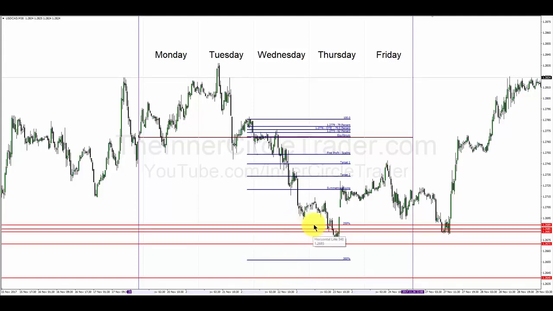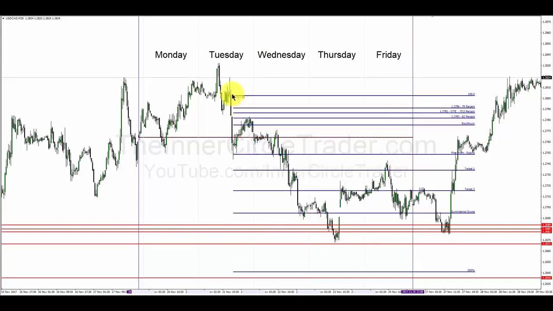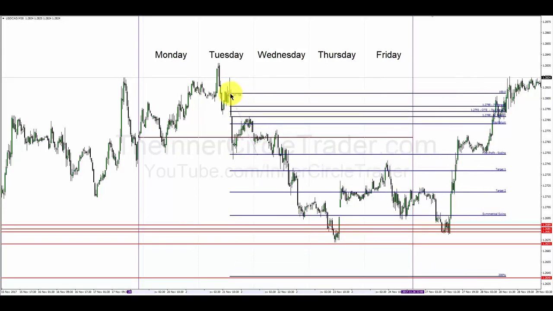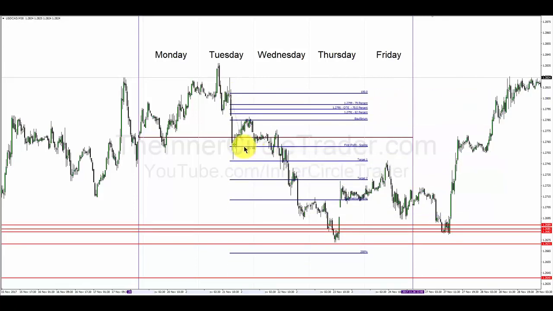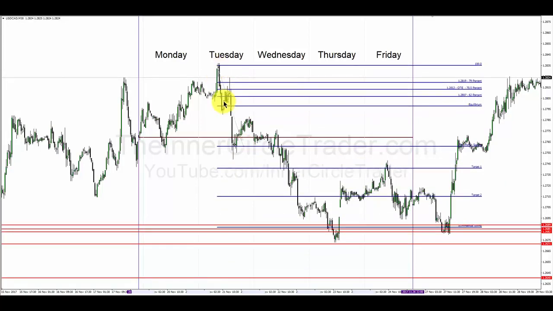So again, all the groupings still around this level here. And we're also going to look at this swing right there to here. So we're looking at the overall price swing from this high down to this low. Right here is what I'm measuring.